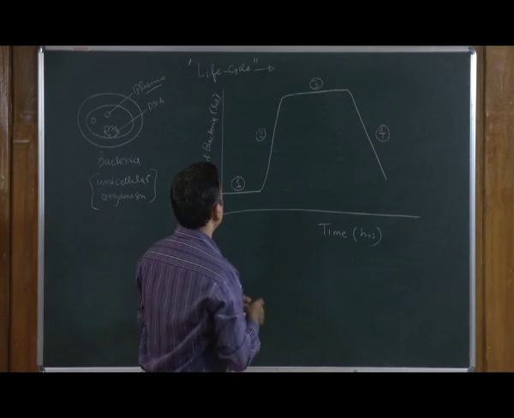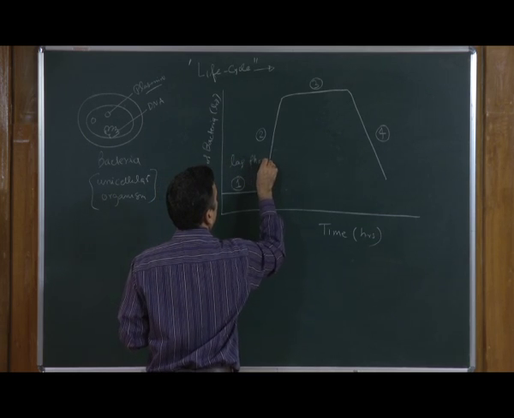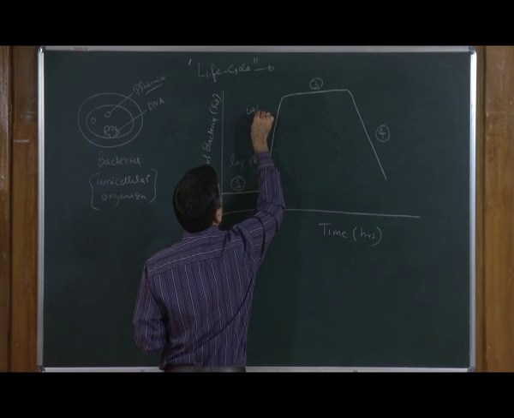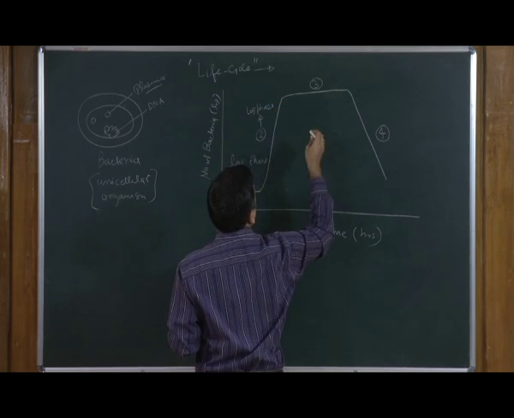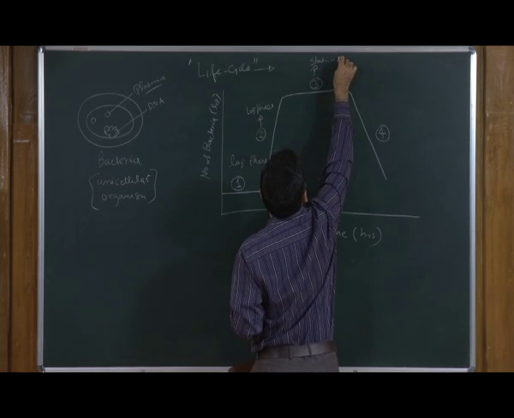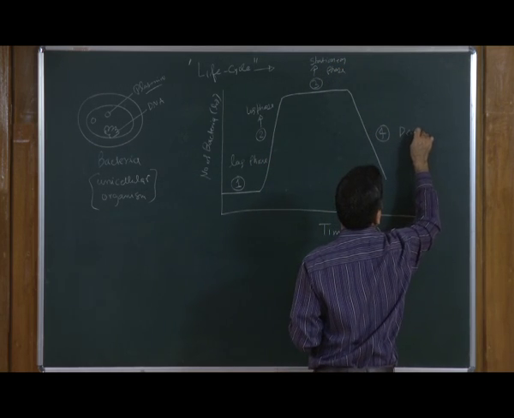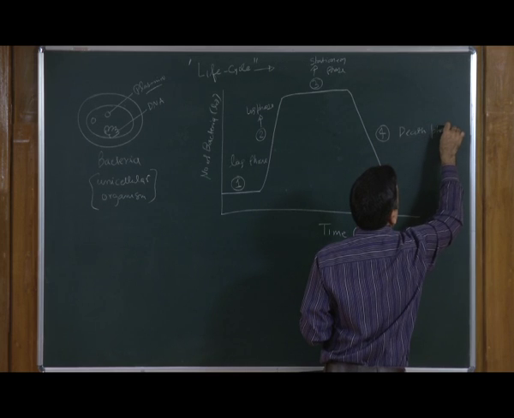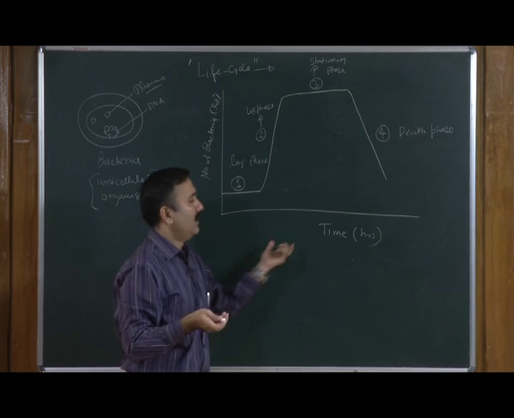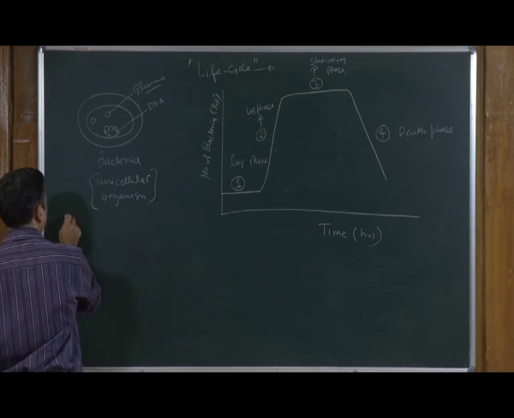What is phase number 1? Phase number 1 is called the lag phase. Phase number 2 is known as the log phase. Phase number 3 is called the stationary phase, and phase number 4 is called the death phase. This time could be in hours or minutes, depending on what kind of bacteria we are talking about. So, it has 4 phases.